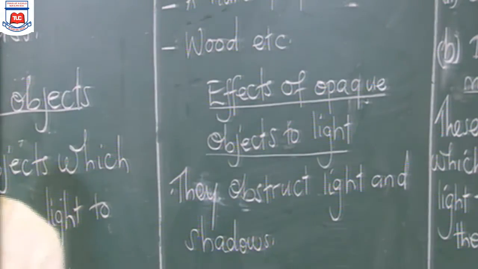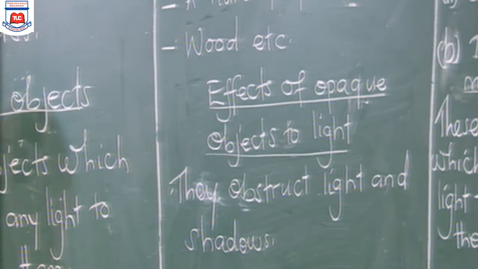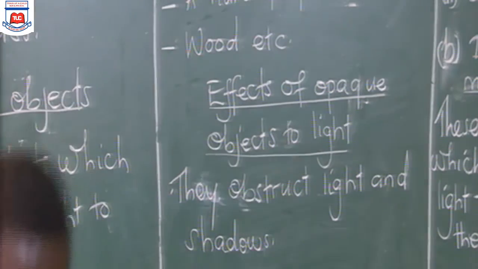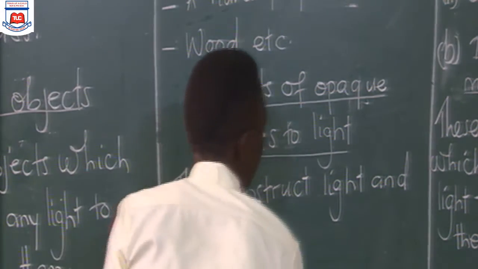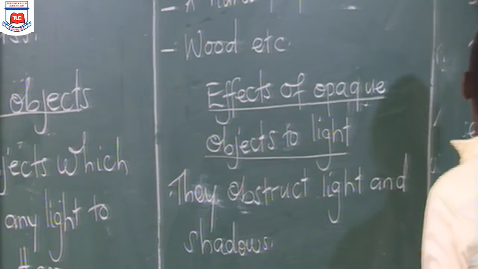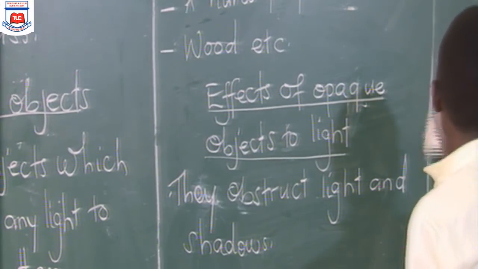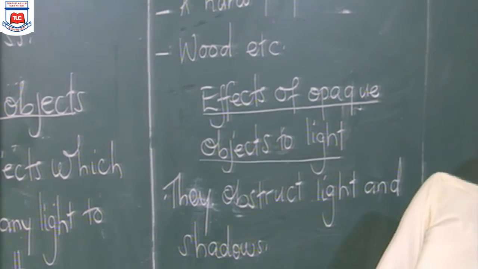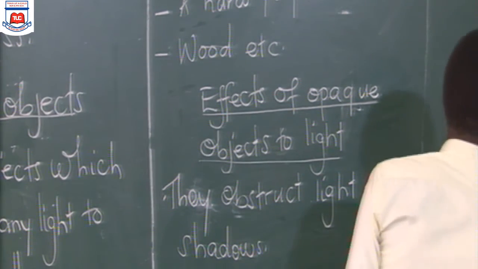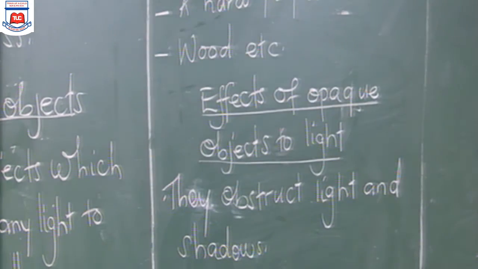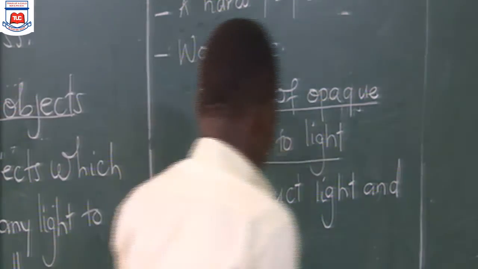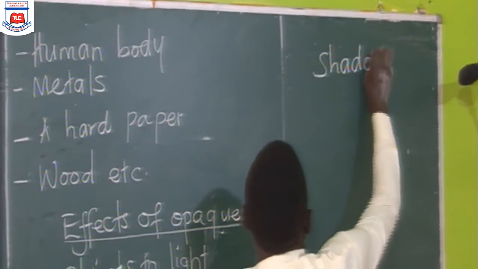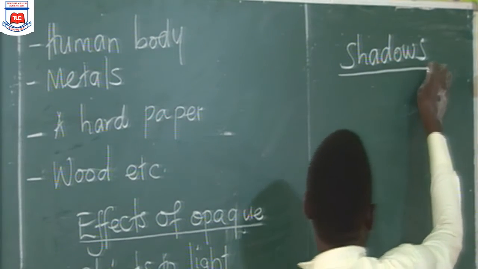And we are going to look at what a shadow is. So our next item here is what we call shadows. So let's look at shadows. Allow me to clean off here and write something. And the question is, what is a shadow?